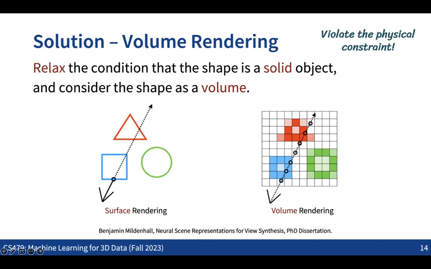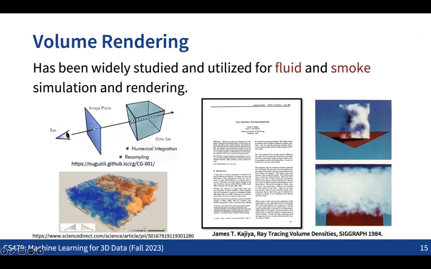And in terms of rendering a volume rather than a solid object, this idea of volume rendering is not new. It has been studied for more than, I guess, three decades. The first idea of volume rendering was introduced in 1984. This was the first kind of result, rendering smoke like this, and the same idea has been studied for two or three decades to render fluids and smokes.